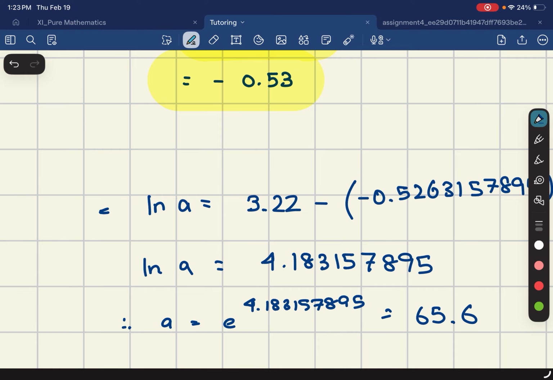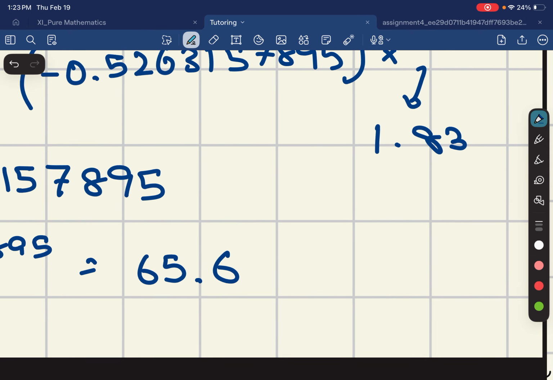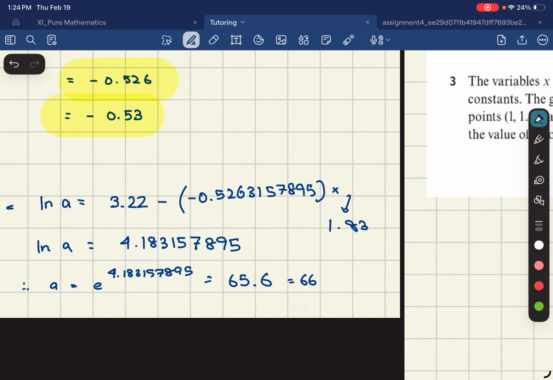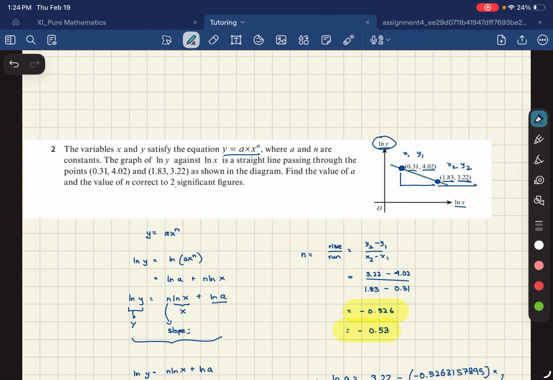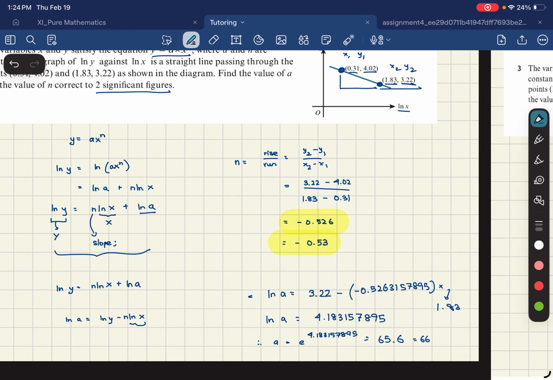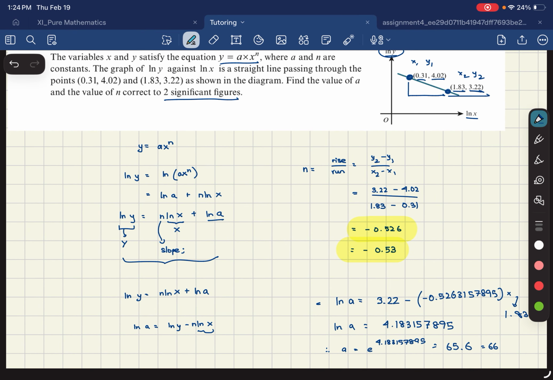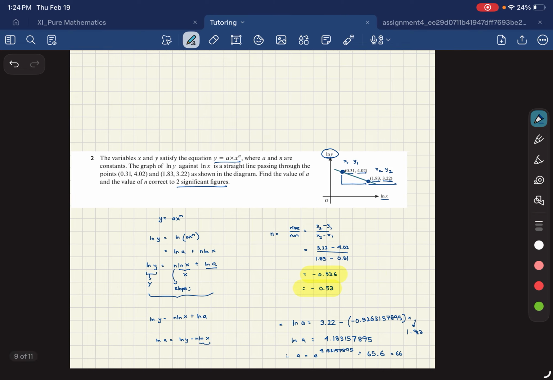So let me just check how the textbook has rounded it off. They have rounded to two significant figures, that is 66. Okay, because they give, oh, I didn't see this, but okay. So two significant figures, it is 66. So this is how you approach these questions.